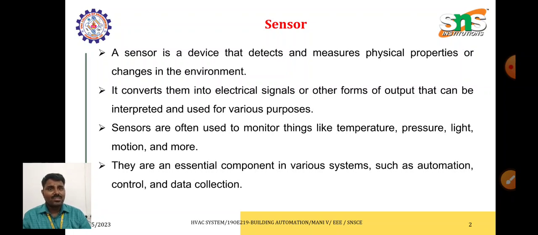A sensor is a device which is used to measure a physical property, like temperature, pressure, light energy, or motion. So I need to measure some physical quantity with the help of a sensor. A sensor converts the physical property into an electrical signal for measurement purposes. It is used for various purposes, and is most important in automation control and data collection, etc.